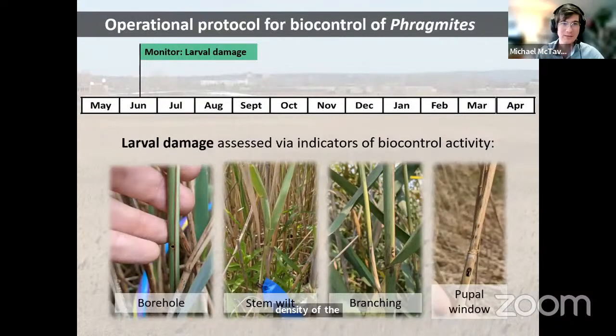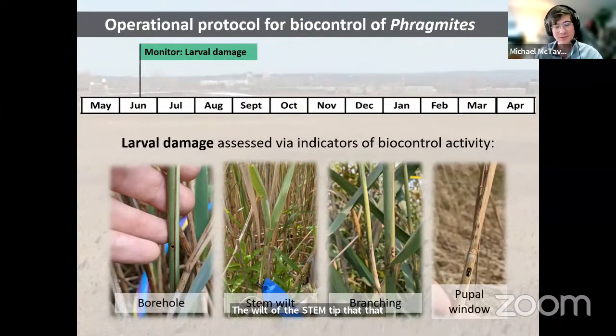If we're looking in mid-June, sort of summer timing, at larval damage, because they feed and pupate internally, we don't generally directly observe the biocontrol agents. More often, we are looking for indirect indicators of activity. Some of the symptoms we would be looking for include these larval boreholes, where they chew their way in and out of the stems, and the wilt of the stem tip that follows that feeding damage.